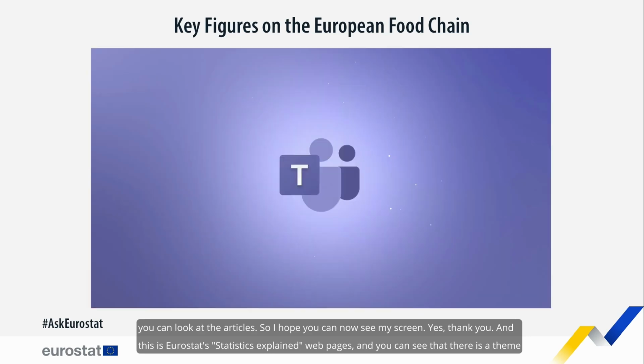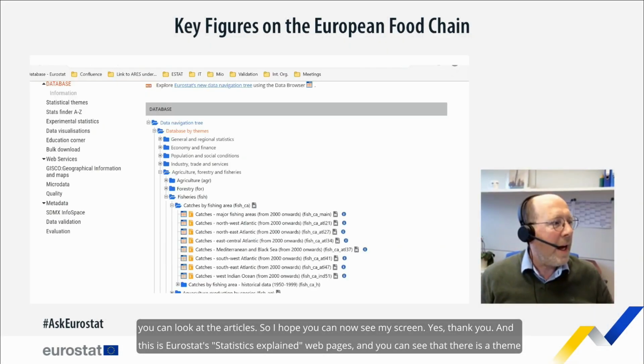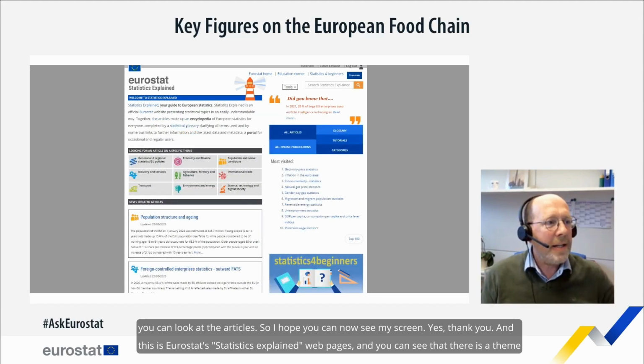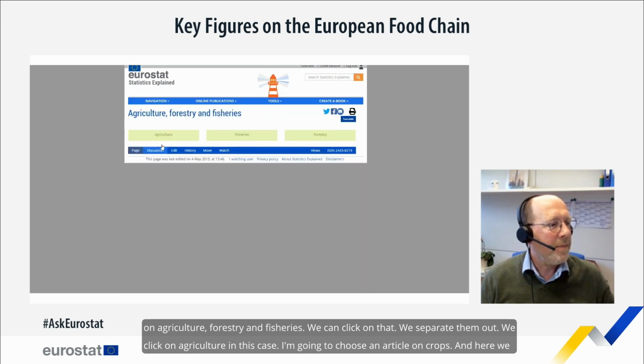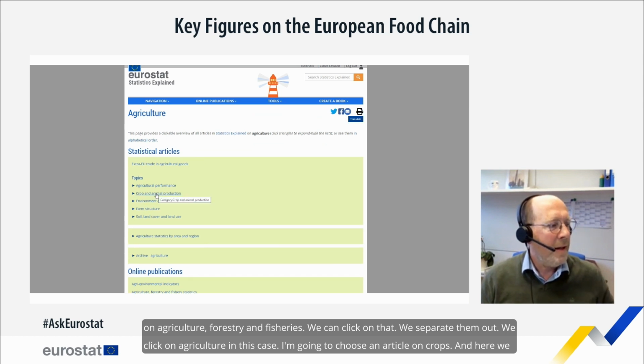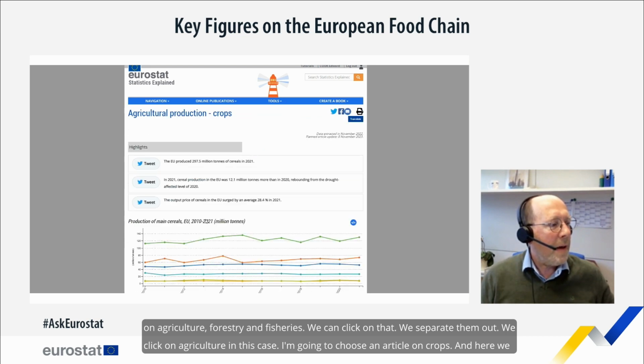I hope you can now see my screen. Yes, Edward. Thank you. And this is Eurostat's Statistics Explained web pages. And you can see that there is a theme on agriculture, forestry and fisheries. We can click on that. We separate them out. We click on agriculture in this case. I'm going to choose an article on crops. And here we have it.